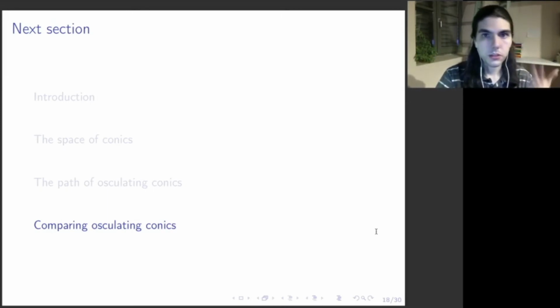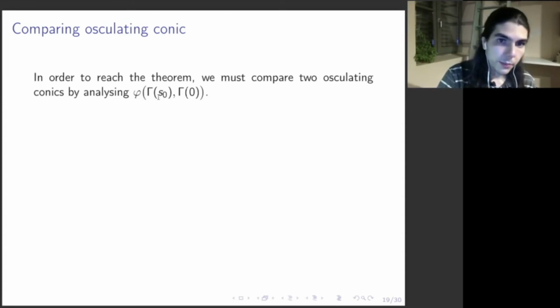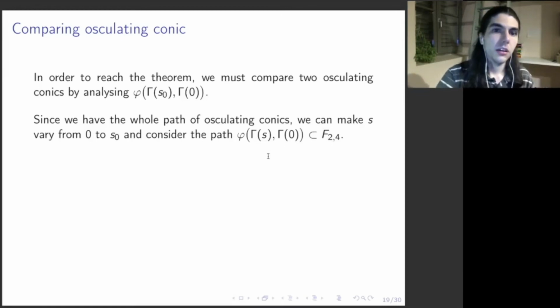So we'll start comparing osculating conics. In order to reach the theorem, we must compare two osculating conics, which means we should analyze the polynomial produced by phi if we compare gamma at a point S0 and the starting osculating conic gamma of 0. But instead of taking just the endpoint, the extremity, which is what really is important, we can take the whole path of polynomials. Now it's not in the space of conics, but actually in the space of forms of binary quartics, which we can produce by making S vary from 0 to S0. We consider the whole path in that vector space.